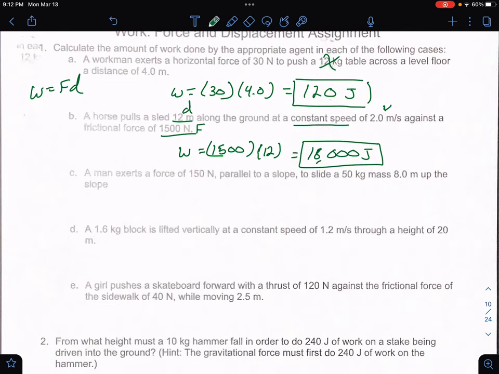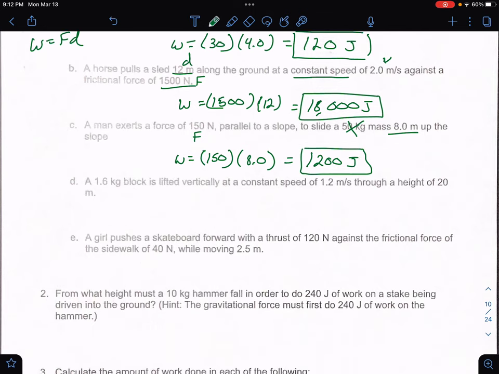Okay, a man exerts a force of 150 newtons. There's your force, parallel to a slope to slide a 50 kilogram mass 8 meters up the slope. So again, we're not actually lifting this, even though it's going up a ramp. We're not actually lifting it up. So this means our force is 150, and mass doesn't really matter in this case. My distance would be 8.0 meters. So work equals force, 150, times distance, 8.0. Multiply those out, and you get 1,200 joules.